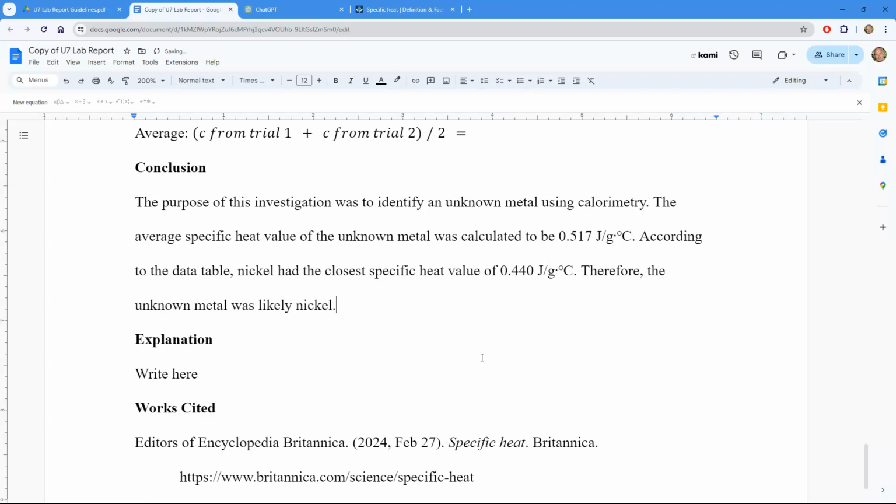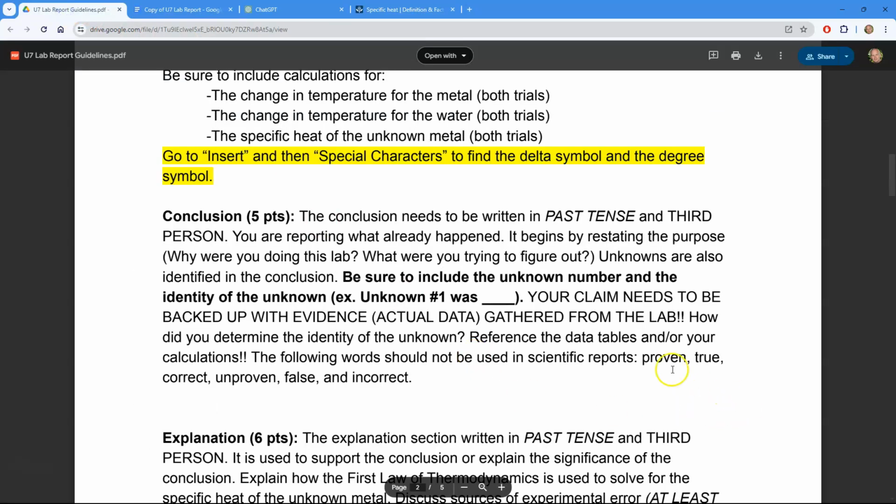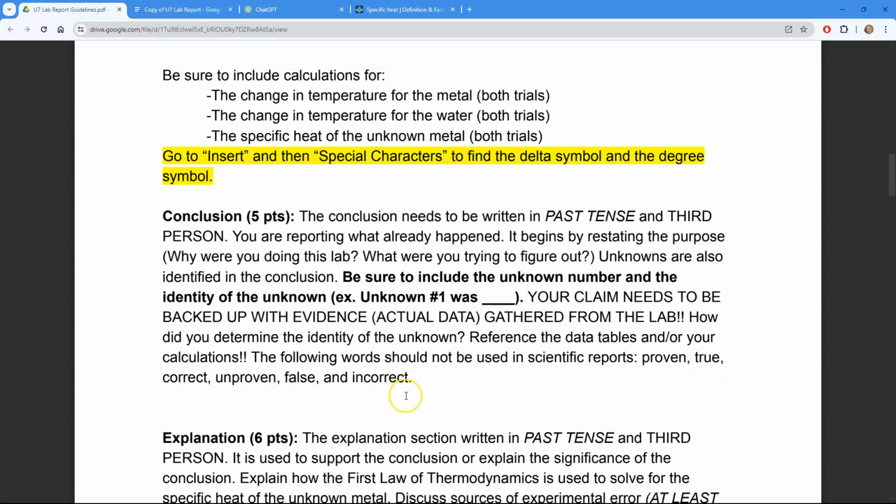There you go. So therefore, the unknown metal was likely nickel. Now notice I didn't use any of these words: proven, true, correct, unproven, false, incorrect. Based on the data collected in the lab, nickel was the closest match.